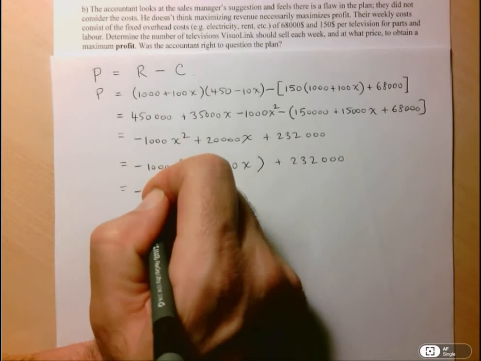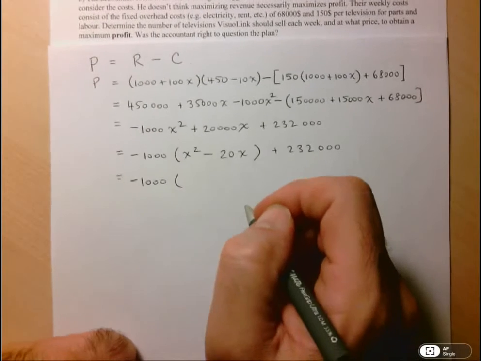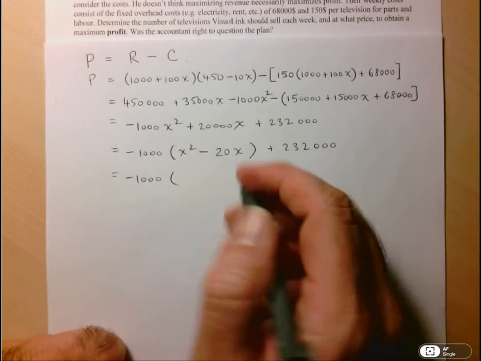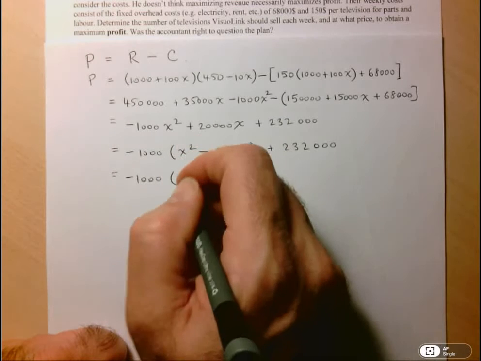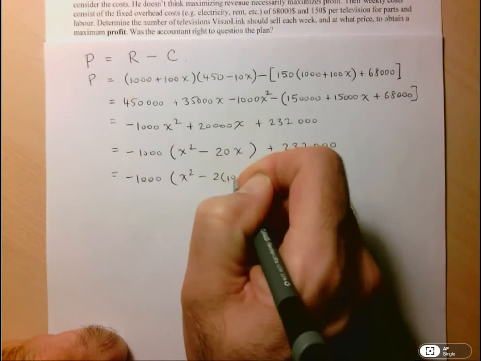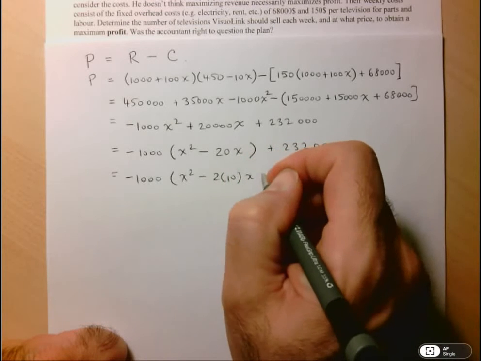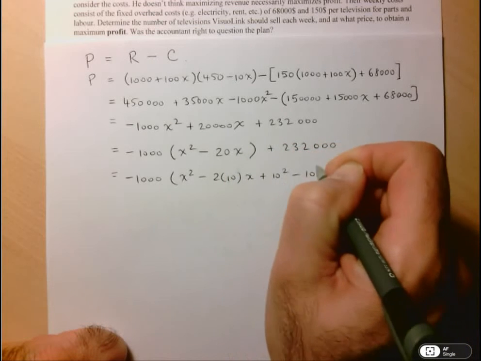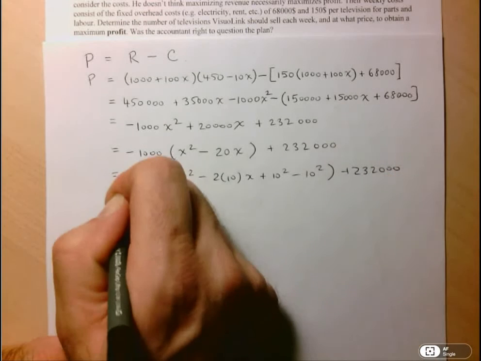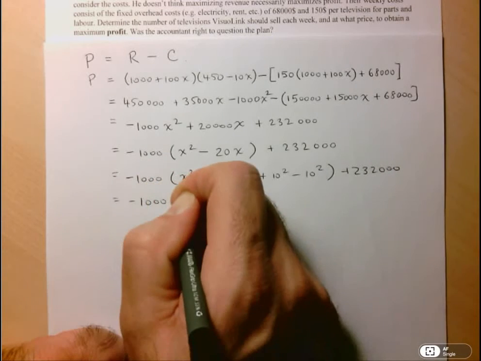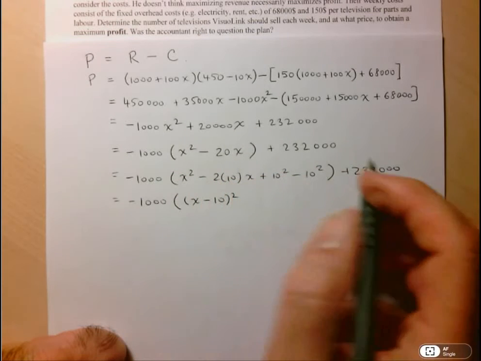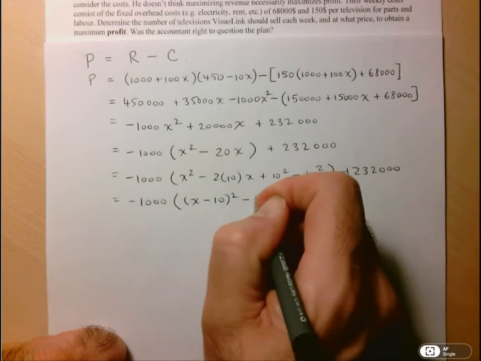So inside the bracket, we go ahead and complete the square. Now at this point, you might be starting to skip some steps, so I'll show a whole bunch of steps, but it's not necessary for you to show all these steps. So this is x squared minus 2 times 10x. So here we're going to add 10 squared, subtract 10 squared. So negative 1,000 times, and this now becomes x minus 10 squared, and then we have the minus 100.